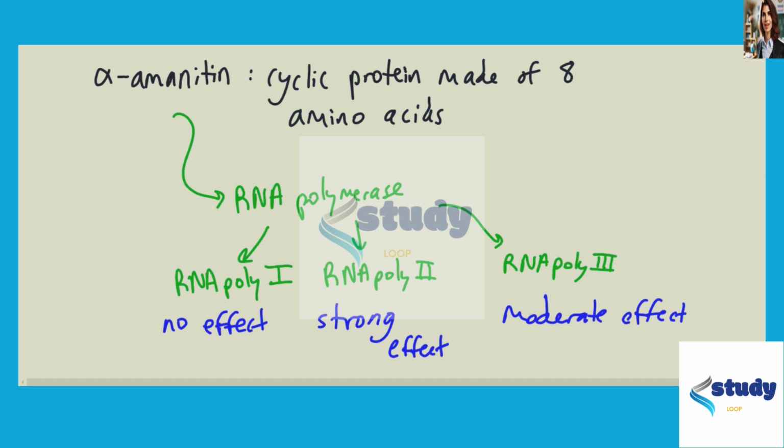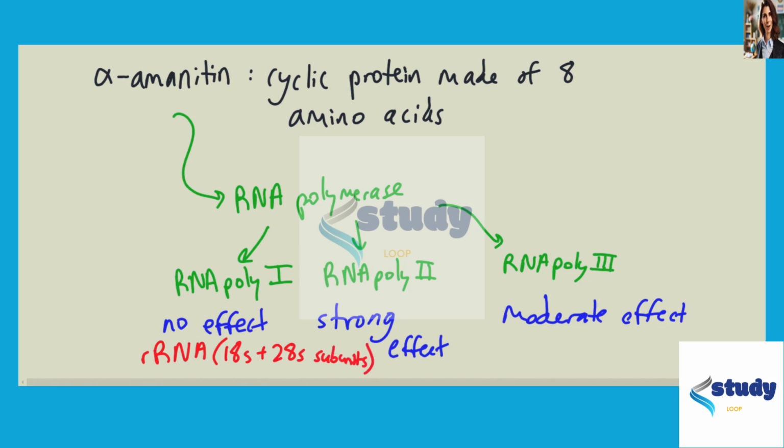And then finally, to answer the question of which transcript will really be affected, we have to identify what each of these polymerases is responsible for producing. RNA polymerase 1 is responsible for producing ribosomal RNA. So think of your 18S and your 28S subunits in the ribosome. Okay, so that's RNA polymerase 1.